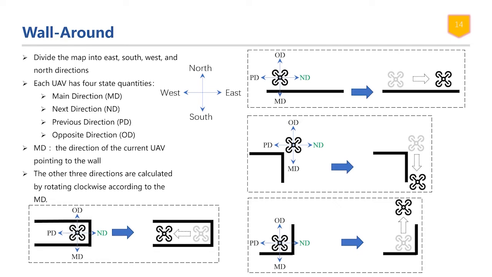Therefore, the UAV itself has state quantities in 4 directions, including main direction, next direction, previous direction, and opposite direction. Main direction is the most important, indicating the direction the UAV is currently pointing to the wall. The other three directions are calculated by rotating clockwise according to the main direction. For example, when main direction points to the right, next direction points to the back. Previous direction points to the front, and opposite direction points to the left. By analogy, the 4 directions can be calculated at any time.